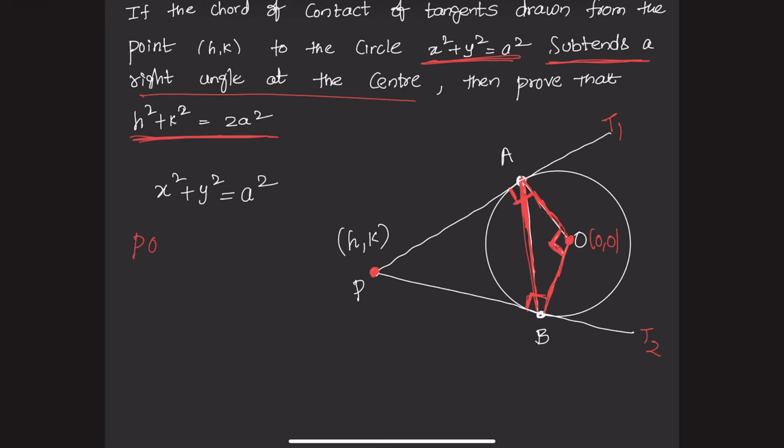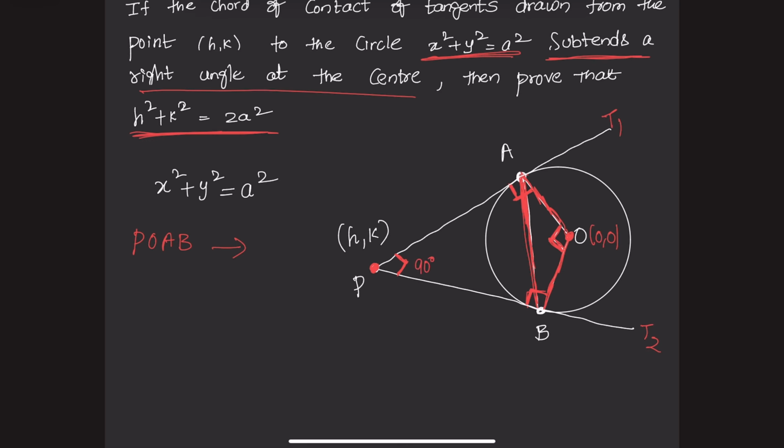Since POAB is a quadrilateral and three angles are 90 degrees, this angle should also be 90 degrees. Now the equation of the circle is given. So x square plus y square is equal to a square. So this length is simply a, which is your radius. This is a and this is also a. And since this angle is 90 degrees, by Pythagoras theorem, we can conclude that this length is root 2 a. So we can conclude that AB is equal to root 2 a.